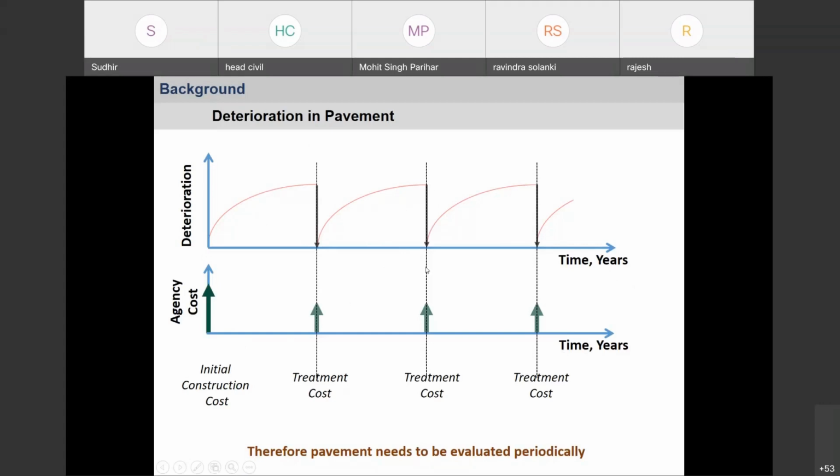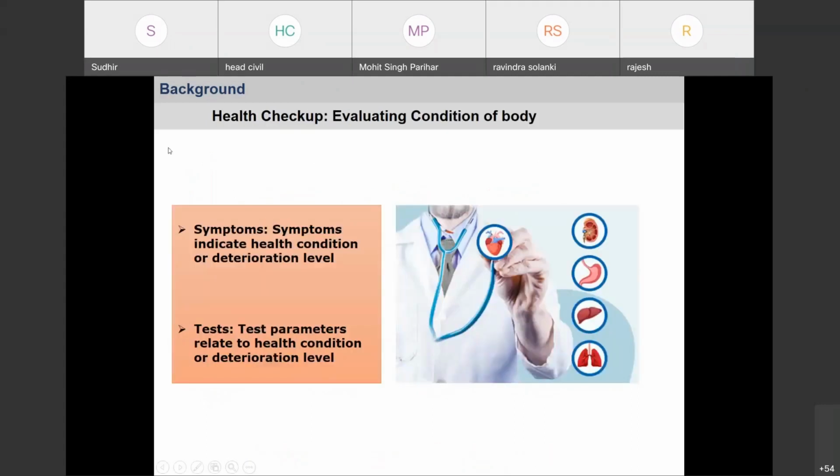Okay, so payment needs to be evaluated periodically because we want to understand what would be our budget requirement. We want to understand what is the deterioration level. We want to understand at which point of time we would like to intervene and provide treatment. Okay. So this evaluation is somewhat similar to health checkup that we do, or what we see when we go to see a doctor, right?